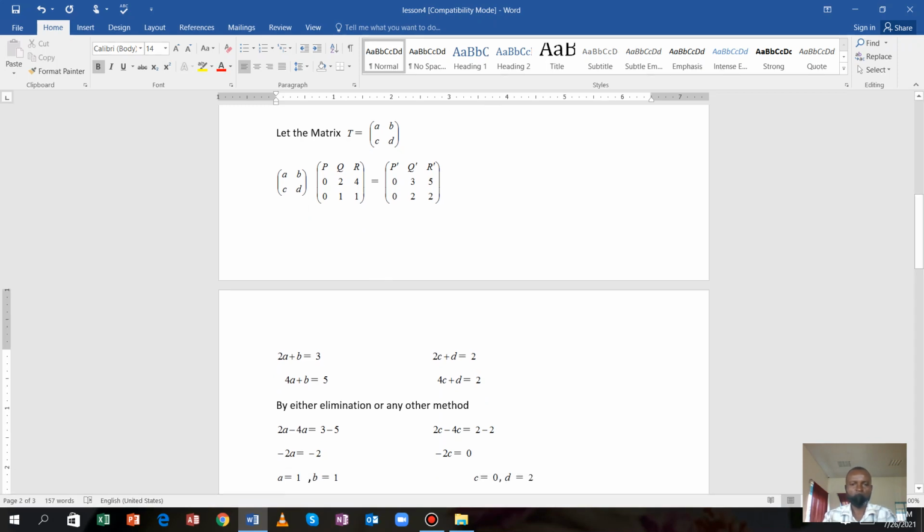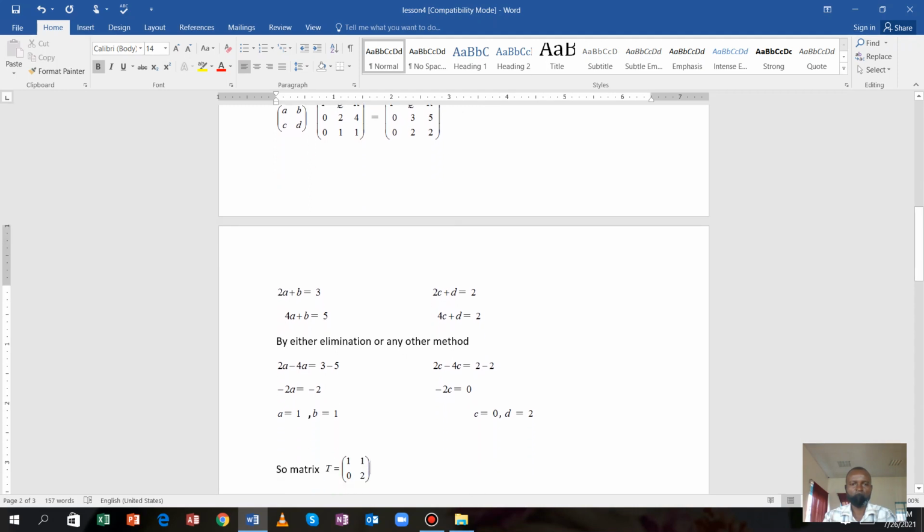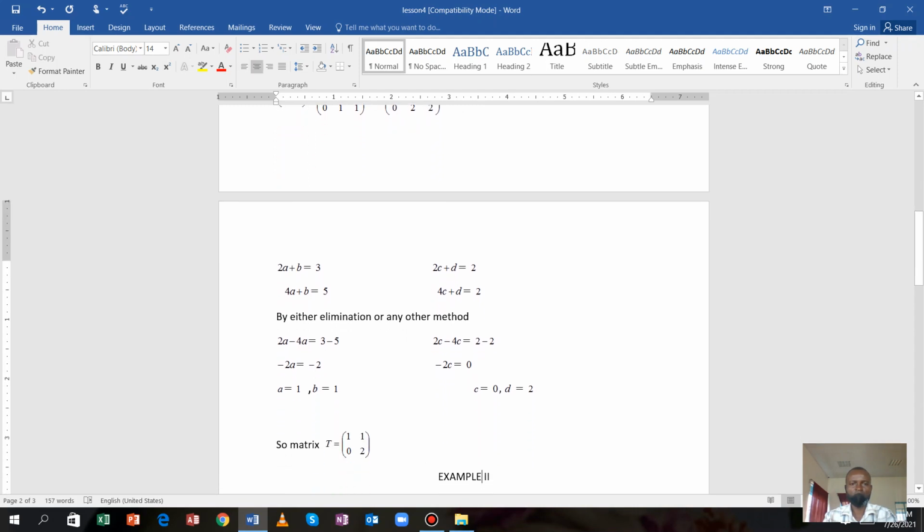So I first worked out the first two. 2A plus B is equal to 3. 4A plus B is equal to 5. I used the elimination, but you can use the other methods.